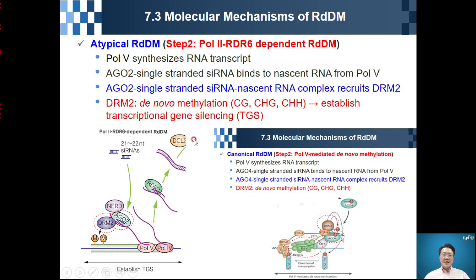Okay, so this is step 2, and previously we also learned step 2 in canonical RdDM. They are nearly similar but a little bit different. For example, in canonical RdDM, it's AGO4 and single-stranded siRNA. However, in the atypical RdDM, it's AGO2, with a single-stranded siRNA bound to the nascent RNA from polymerase 5.